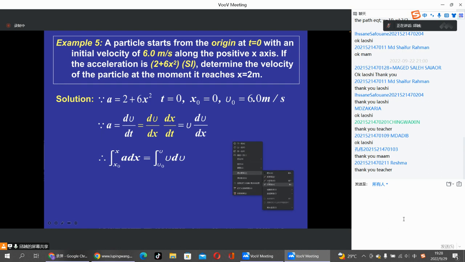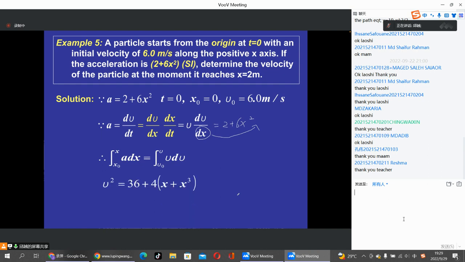Okay, here it equals what? 2 + 6x². So if we put this term here, dx here, we have this function. The integration from x0 to x of a dx equals the integration of v from v0 to v. And we have this function: v² equals 36 + 4x + 2x³.